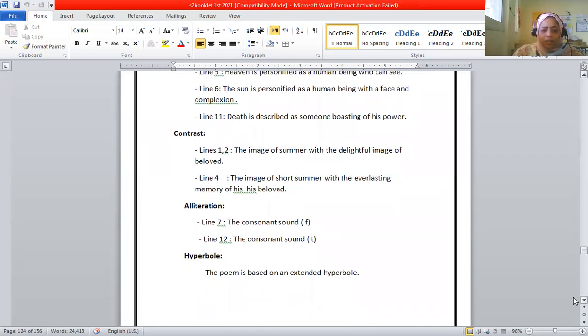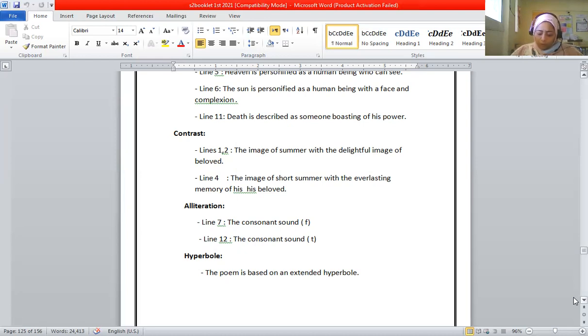Okay, we have alliterations. In line 7, we have the consonant F. Line 7 starts with, "And every fair from fair sometime declines." Alliteration down the lines gives music and force to internal lines. In line 7, the consonant sound is repeated 3 times: fair, from, fair. We have 3 F sounds. The consonant repetition gives the music and attracts our hearing, making us want to listen.